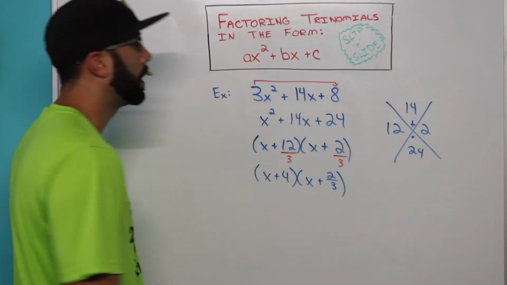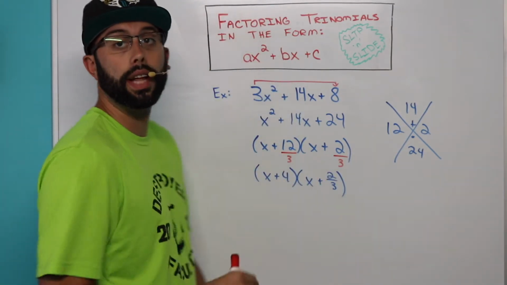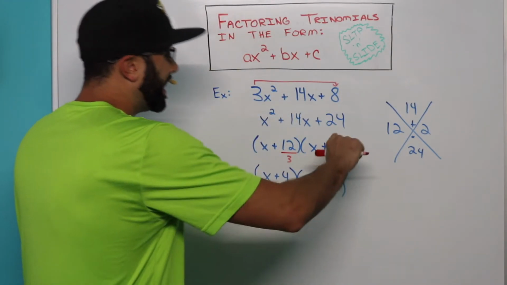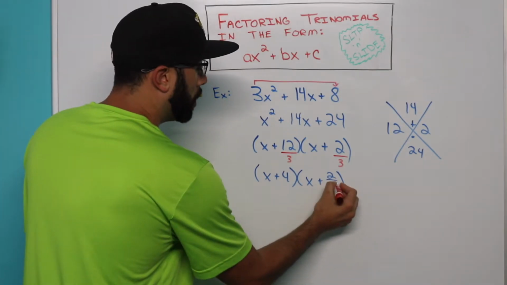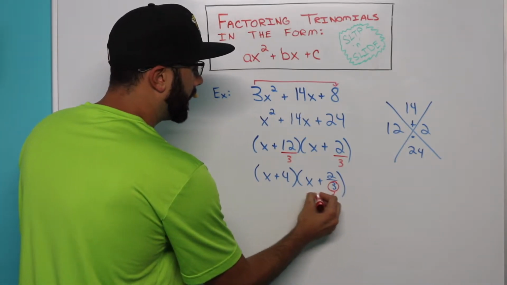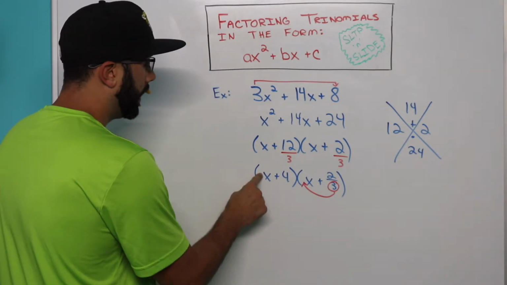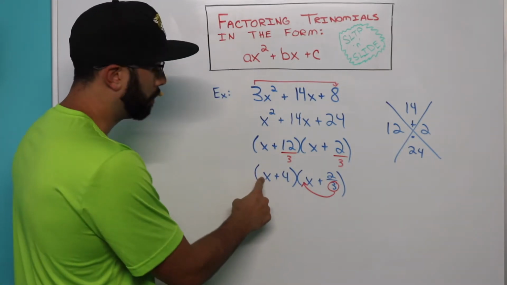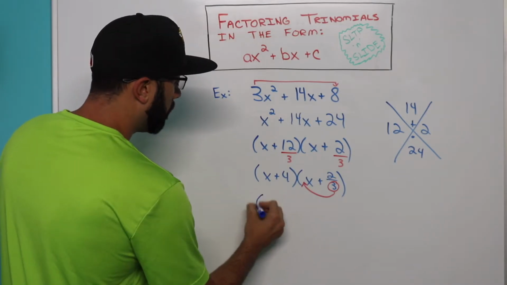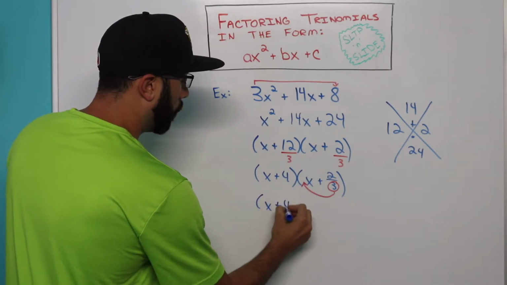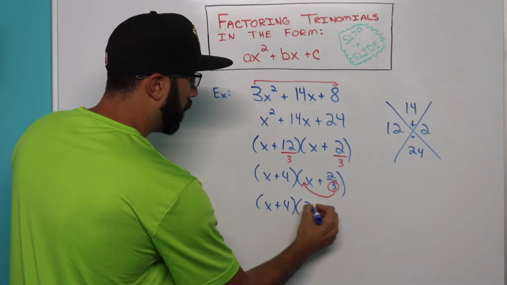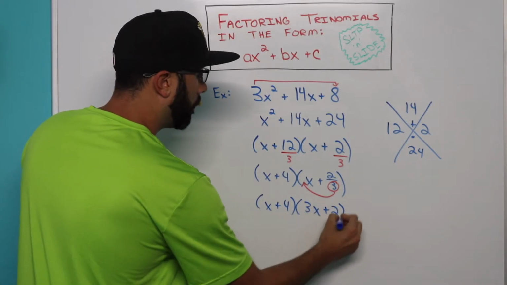Now, lastly, what I want to do is, if there's anything in the denominator, I want to slide it over. So what you're going to do is take the denominator and slide it in front of the first term. Since there's a 1 here, if I slid that, it wouldn't affect anything, and I'm just going to leave it as is. So then I'm left with x plus 4 times 3x plus 2.